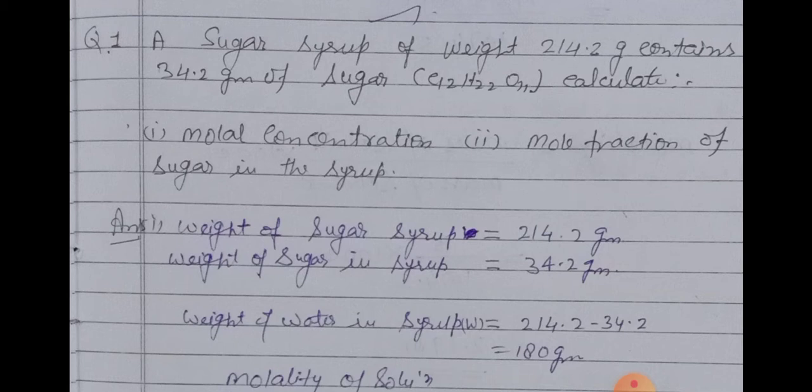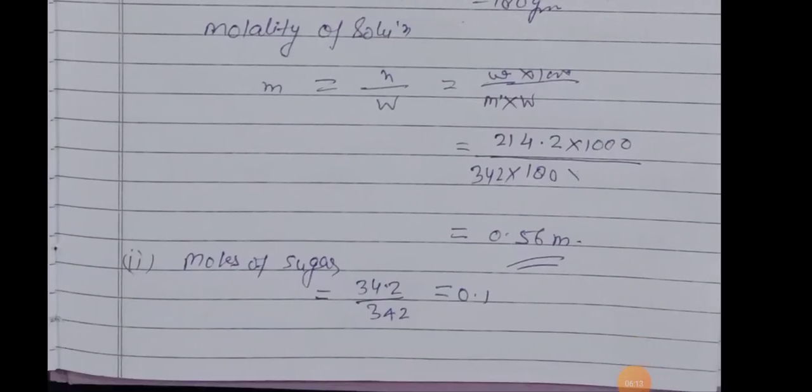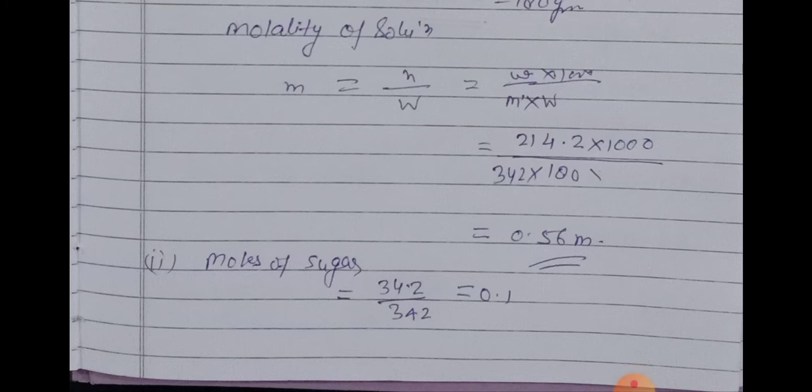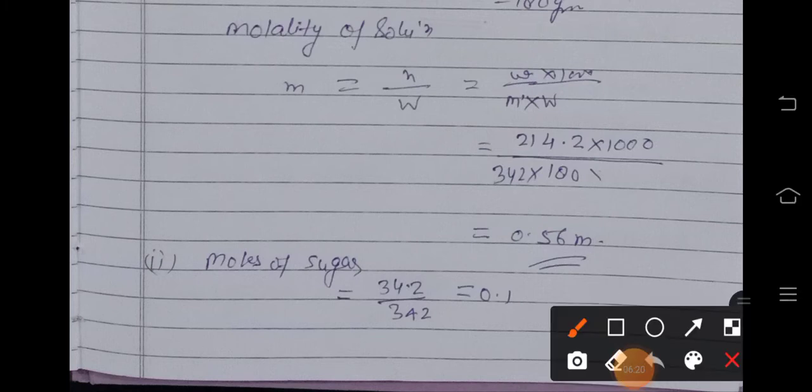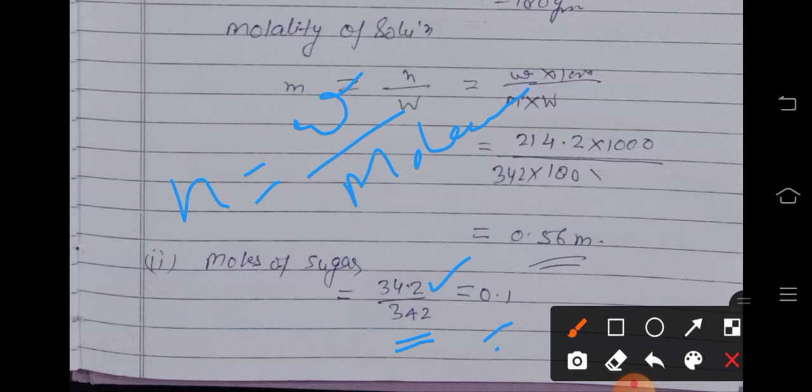Now we first calculate the number of moles. How can we calculate the number of moles? Weight of substance divided by molecular weight. Here moles of sucrose or sugar equal to weight of sugar 34.2 divided by molecular weight of sucrose 342, equal to 0.1.